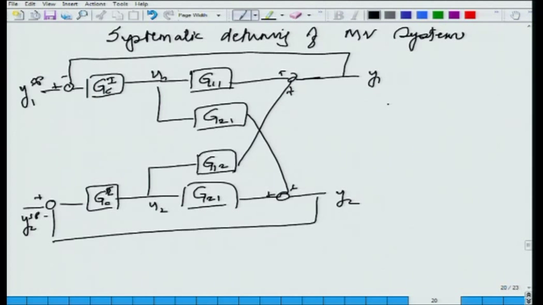If I have this kind of a system, then let us just do a mathematical development of the equations for the relationship between Y1 SP, Y2 SP and Y1, Y2. How do we do it? Well, let's use this space to do it.